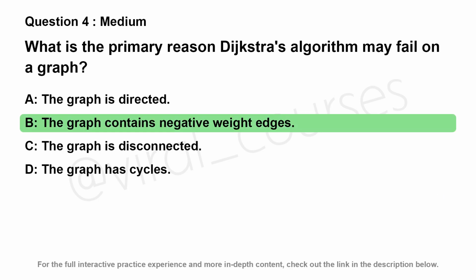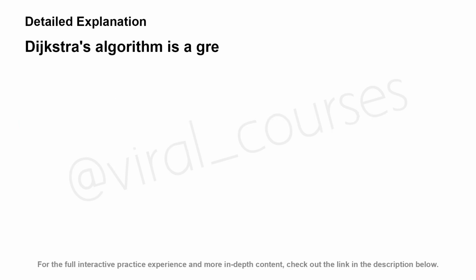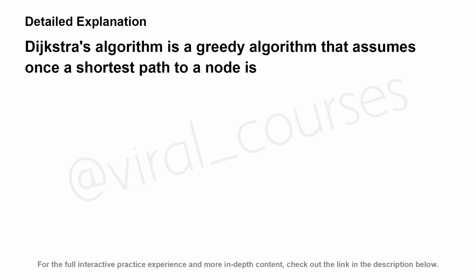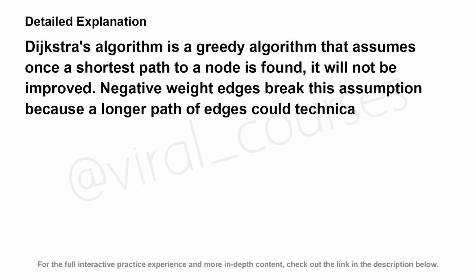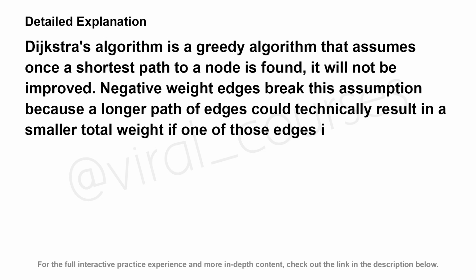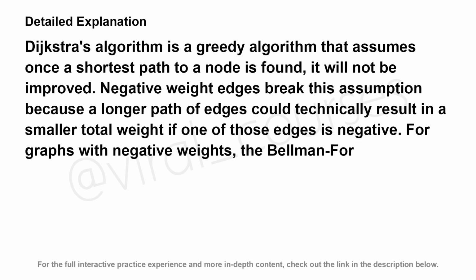The correct answer is B. Dijkstra's algorithm is a greedy algorithm that assumes once a shortest path to a node is found, it will not be improved. Negative weight edges break this assumption because a longer path of edges could technically result in a smaller total weight if one of those edges is negative. For graphs with negative weights, the Bellman-Ford algorithm is required.